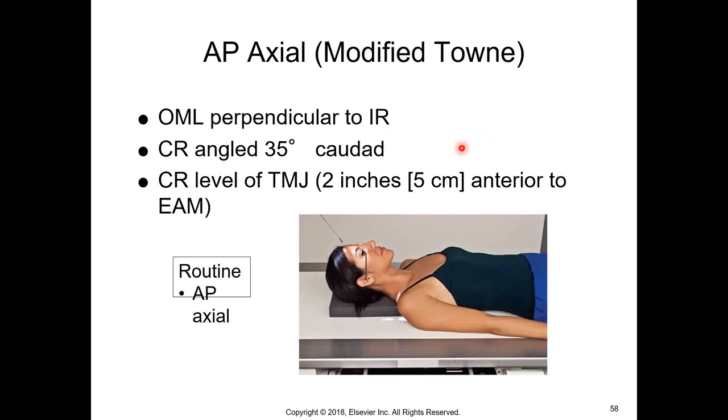So here's the modified Towne. It follows the same guidelines as the mandible. 35-degree caudal angle when the OML is perpendicular, and you could do a 42-degree caudal angle when the IOML is perpendicular. The central ray is going to be at the level of the TMJs, and then just 2 inches anterior to the EAM. That's how it skims across. So that's a little bit of a different feature and unique to the TMJ.